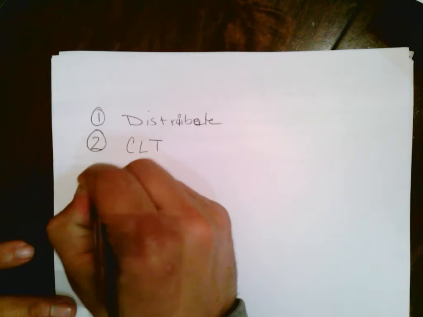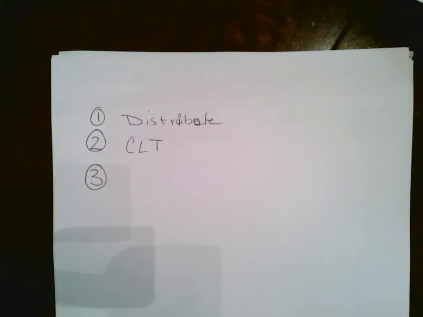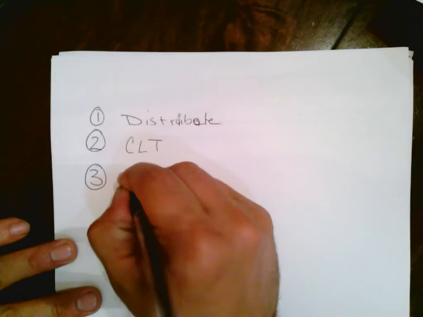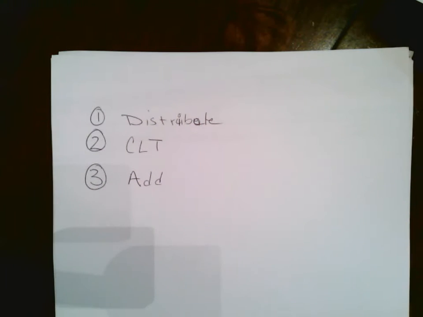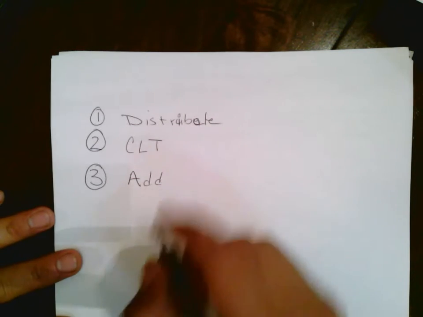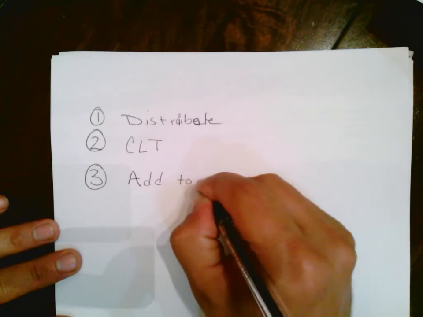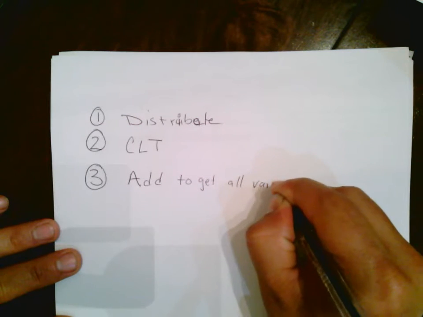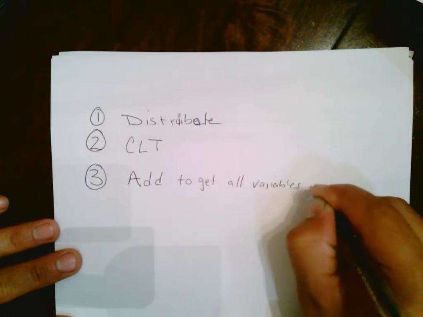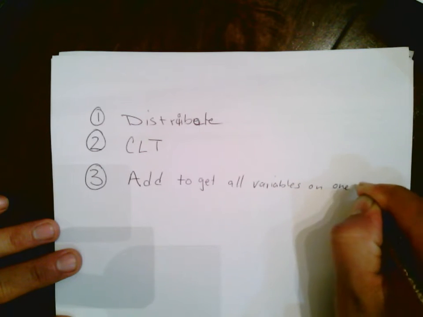Step 3, we talked about adding or subtracting to put all the variables on one side. But we talked about just keeping it simple and adding. And if we want to get rid of something, we add the opposite. So we're going to add to get all variables on one side.